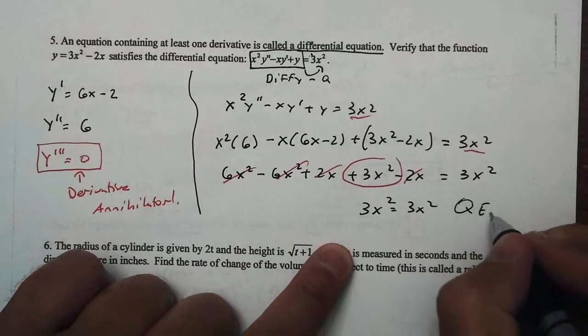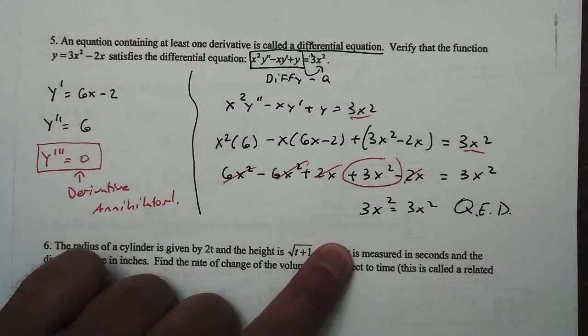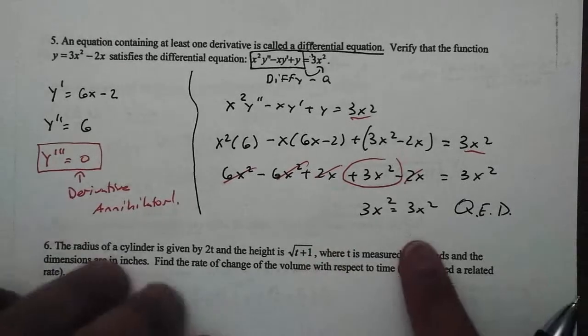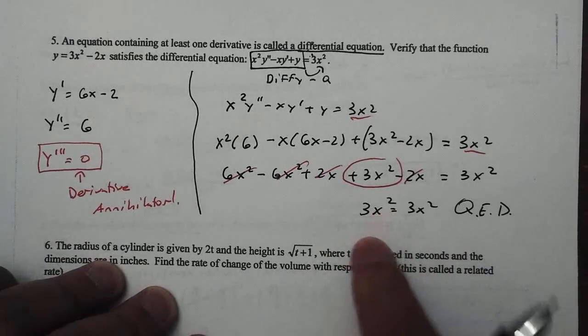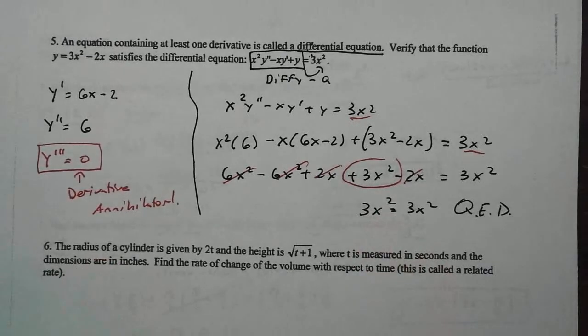The old Greeks used to say QED. That's all, folks. If you say 0 equals 0, that is true, but it's not what we're trying to prove. Don't go any further than that.